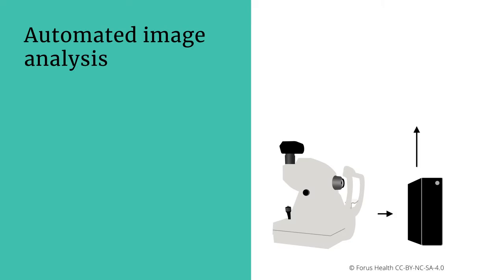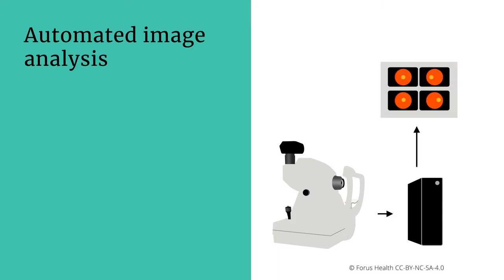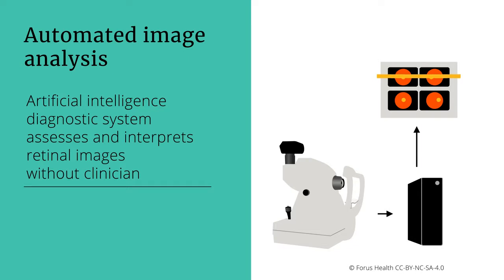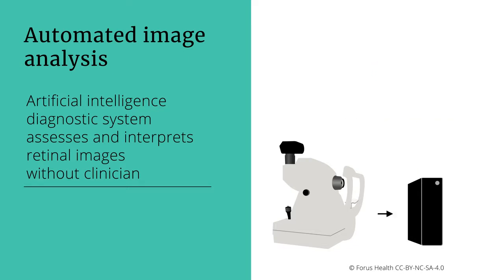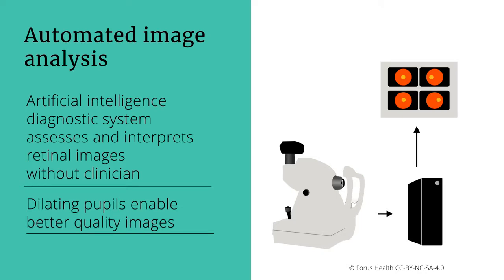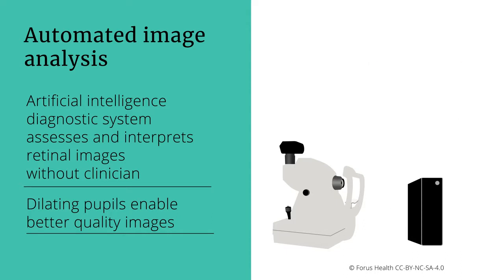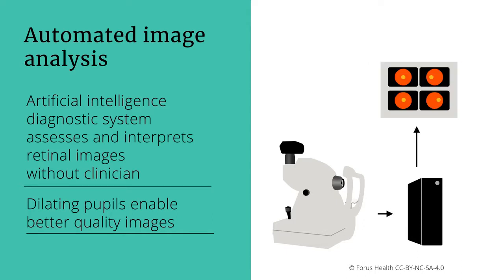specificity. Automated image analysis. In 2018, the US Food and Drug Administration approved the first artificial intelligence diagnostic system for detection of diabetic retinopathy in primary care. As an autonomous system, it makes an assessment and interpretation of each image without the need of a clinician. This new technology may provide a significant transformation for DR screening.